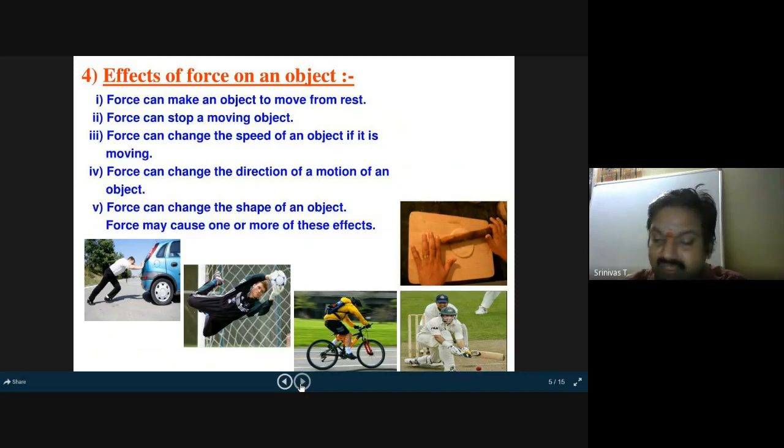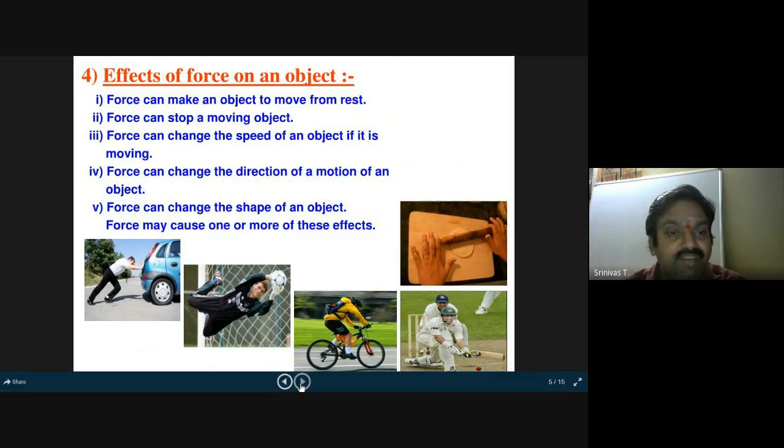Force can also change the direction of motion of an object. In the fourth picture, in the game of cricket, you can see the direction of the ball bowled by the bowler is being changed. The batsman is changing the direction of the ball; he is just flicking the ball in a direction. So the direction of the ball will be changed, right? That's what batsmen generally do to get fours and sixes and better runs.